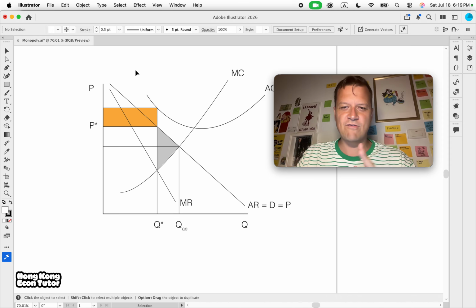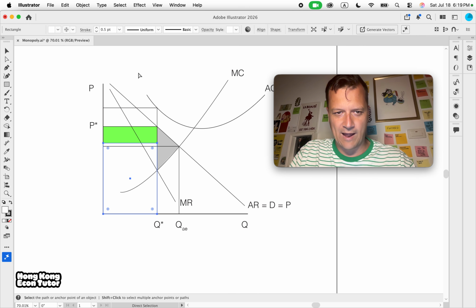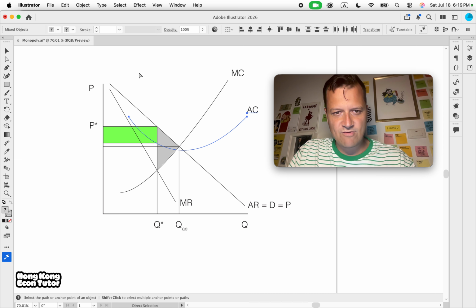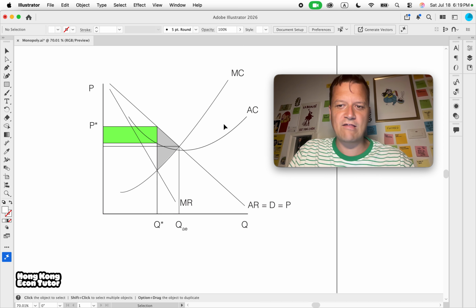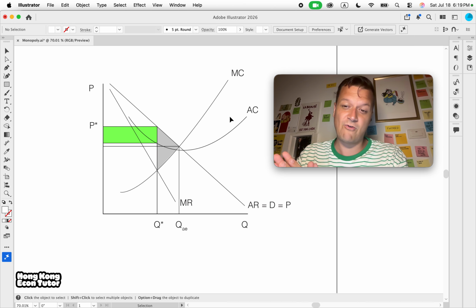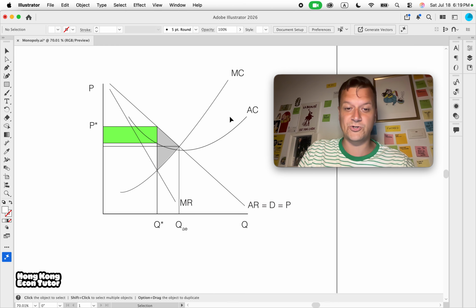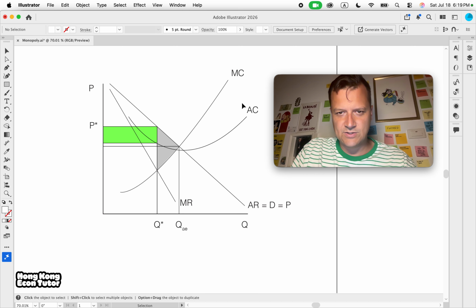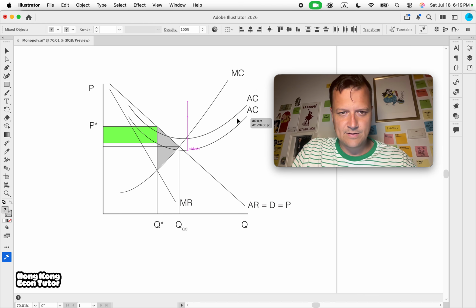On the other hand, if there's some change in the variable cost, let's say that the variable cost rises. That's going to mean that the average cost rises, but it also means that the marginal cost rises. So I'm going to move that up, just up to here.